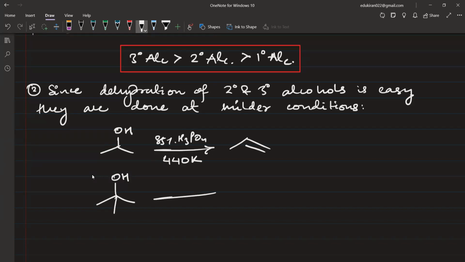OH. And this can be done if you have 3-degree alcohol. This can be done even in 20% H3PO4 at even milder condition, exactly 358 Kelvin, and you are going to get double bond CH2.